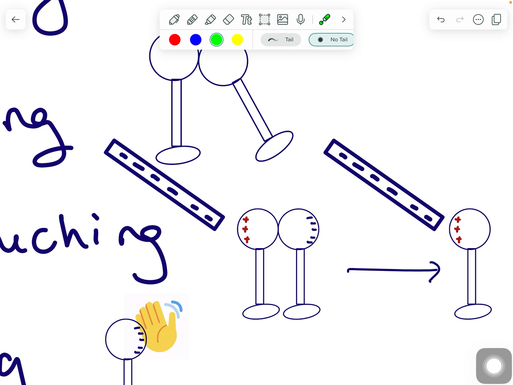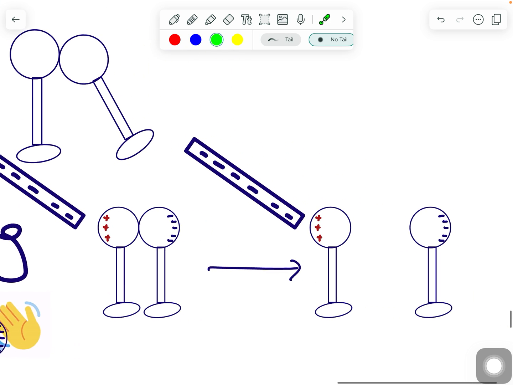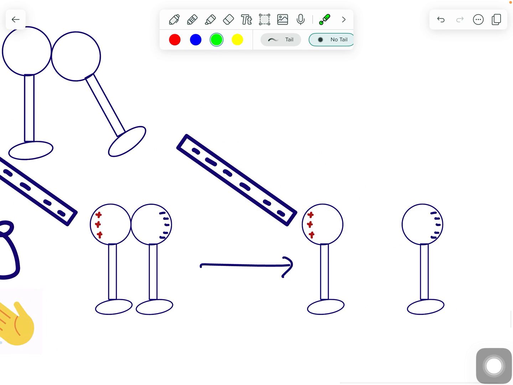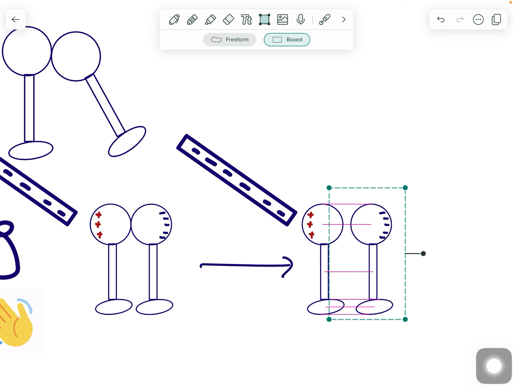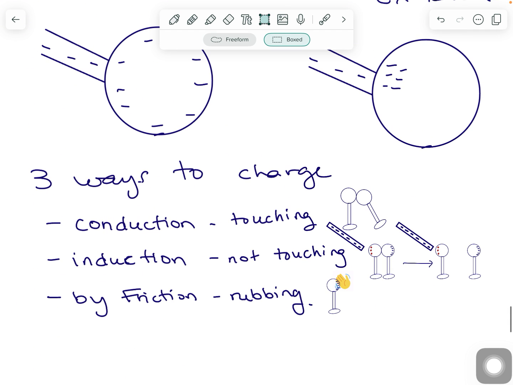So all the positive charges will come over into the left side, and all the negative charges would go into the right side. Once that happens, you're going to keep the charged rod near, but then you are going to separate the spheres. While the rod is here, we are going to move it away. And then you can remove this rod and they will stay as a positively charged sphere and a negatively charged sphere.